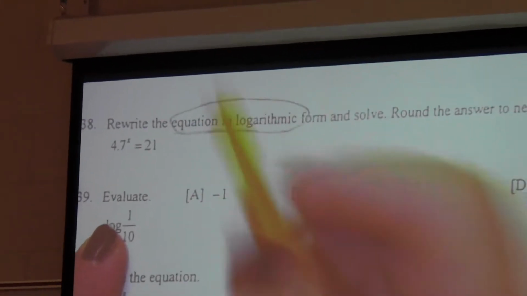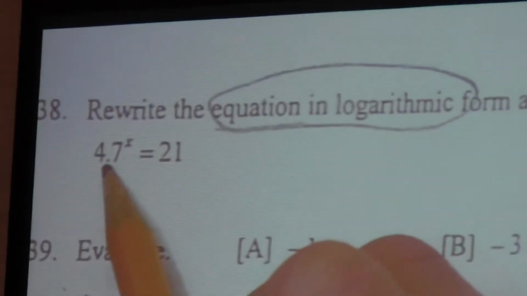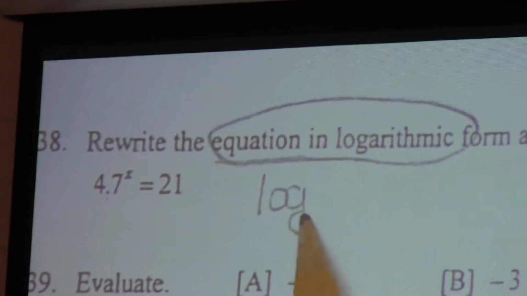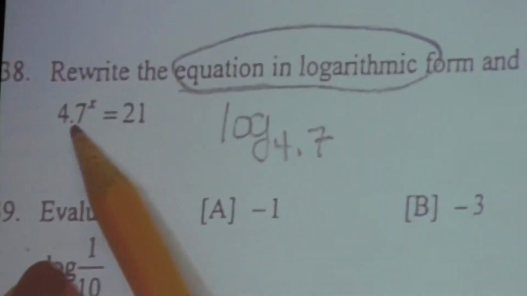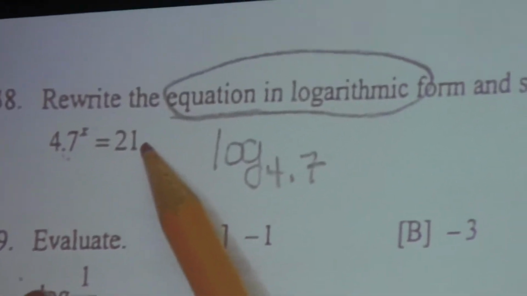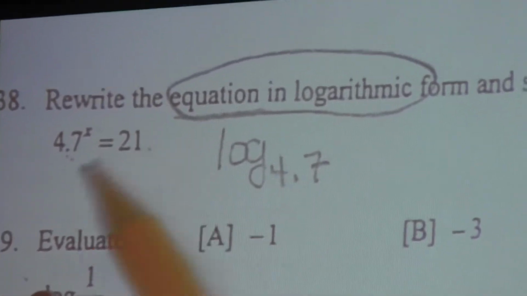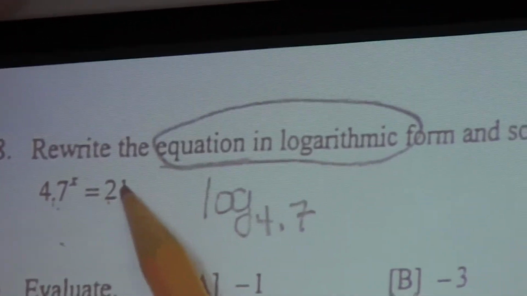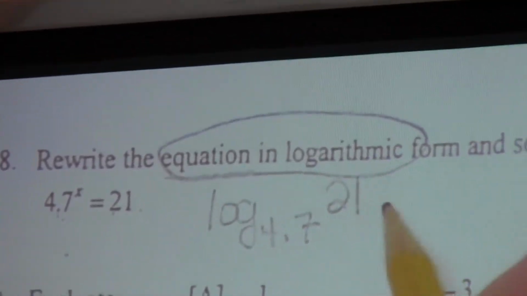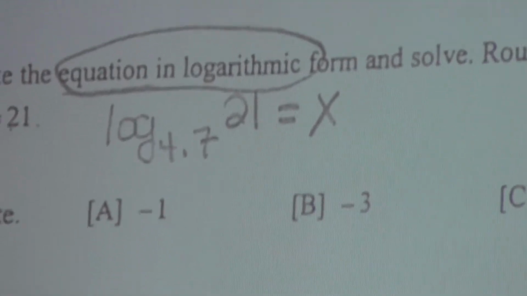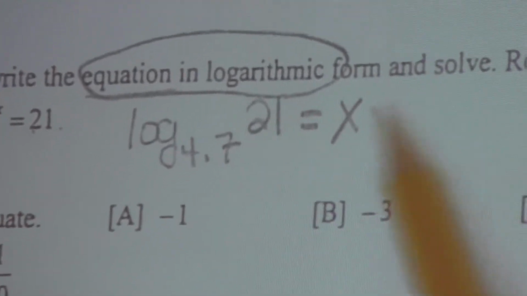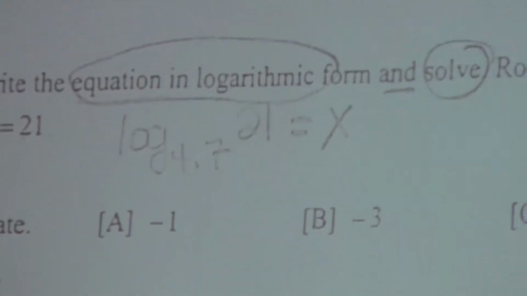log, we would take our parts, and I know this goes on the bottom, so it's going to be log of 4.7, log base 4.7. And then if I was following my properties of logs charts, it would say log base 4.7 of 21 equals x. So that's step 1, rewrite it as a log. And now I have to solve.